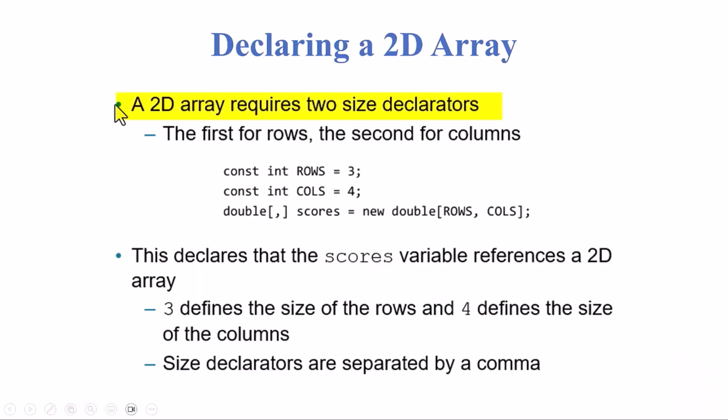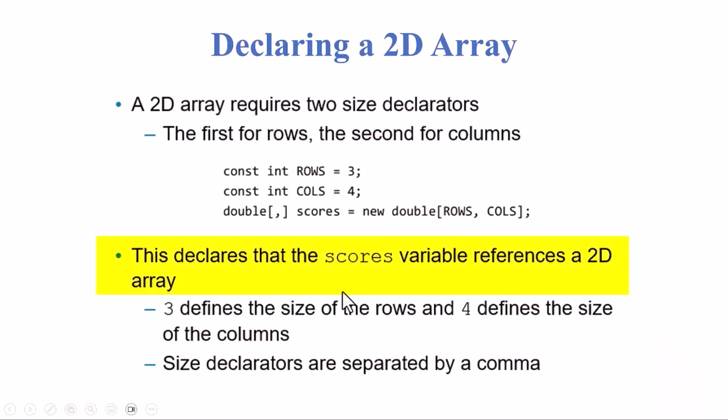So how do we do this? A 2D array requires two size declarators, two indices. The first for rows and the second for columns. So we're setting up rows equal to 3 and columns equal to 4. This is defining what it's going to look like. Then we use double bracket, comma, bracket. The comma inside here tells us it's a two-dimensional array. We're calling it scores, just like we name a single-dimensional array. We say new double, rows, and columns. So we're putting a 3 in here, and a 4. We're saying 3 rows, 4 columns.